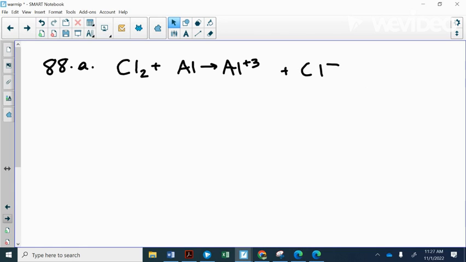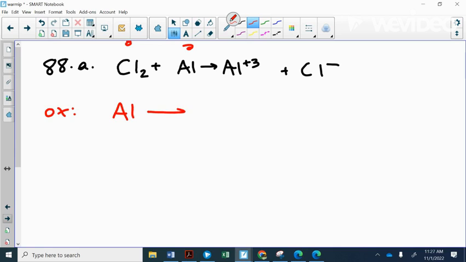All right, 88. Assign the charges to things that don't have a charge because they're by themselves. Who's getting oxidized here? Yellow, aluminum. Yep. Al's already balanced. There's no O, there's no H, so we go to the electrons. We need 3 over here. 3 and 3, it gives you 0.